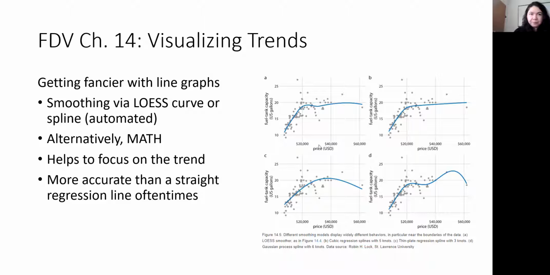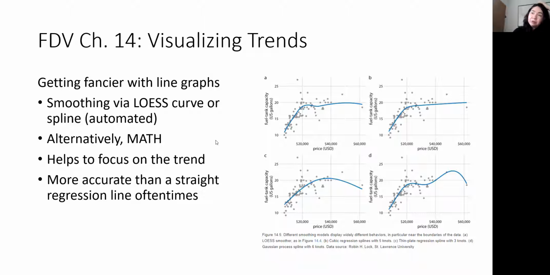And so the thing with the scatter plots is that a regression line is just a straight line. You can mathematically make different lines, but a simple regression line is going to be a straight line, and that's not always going to be the best line to predict the data. And so a Loess curve or a spline are two different ways of automating creating a line that follows the curve.